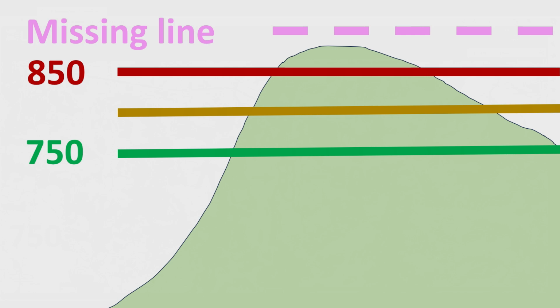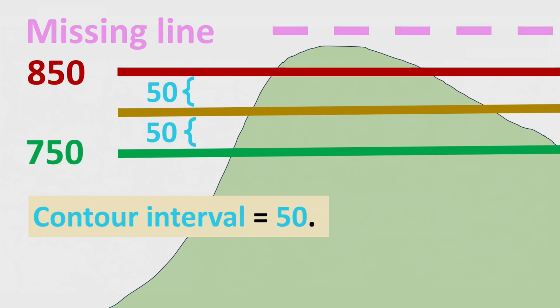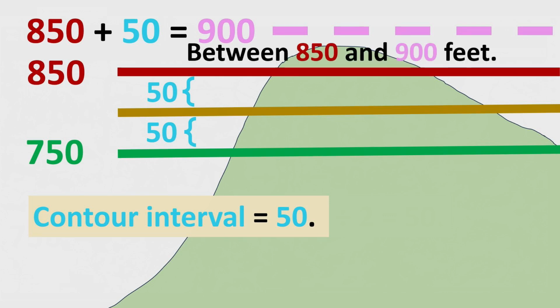There are 100 feet between the top red contour line and the green one. Since the gold contour line is between the red and green one, that means the 100-foot elevation difference between the red and green contour lines represents two contour intervals. To calculate the value of one contour interval, we divide 100 by 2, which gives us a contour interval value of 50 feet. Next, we add 50 feet to the value of the top contour line, which is 850. 850 plus 50 equals 900, which is the value of the missing contour line. Now we can answer the question.